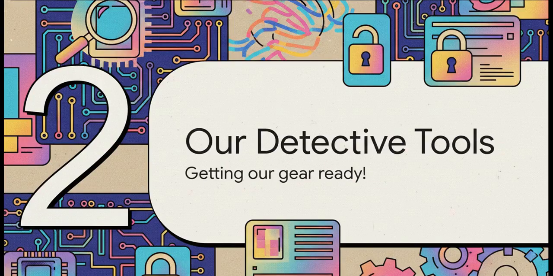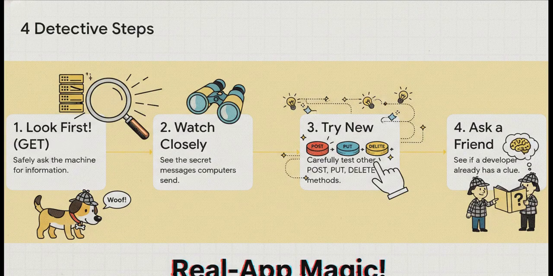Okay, team, it's time to gear up. We can't solve this case without our special detective tools. Let's open up our kit and see what awesome gadgets we have to help us. We have 4 amazing super detective steps. Step 1, and this is the most important, is look first. We just want to look and see what's there without changing anything.